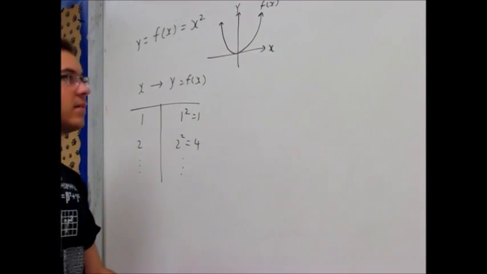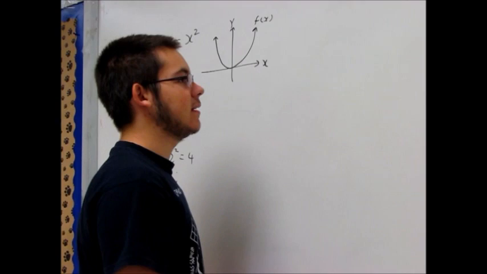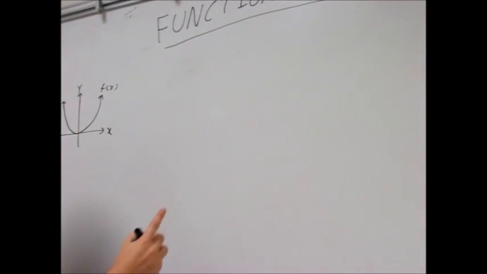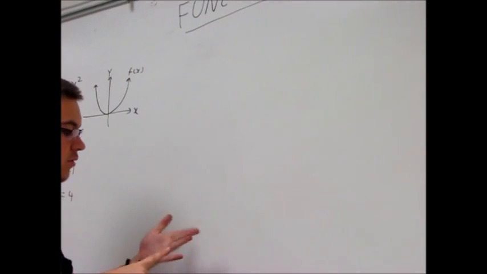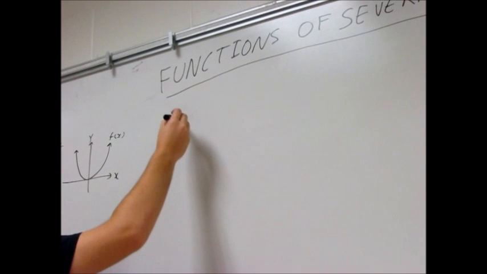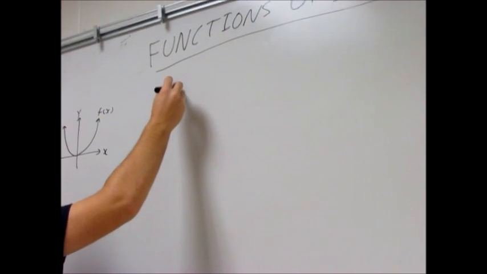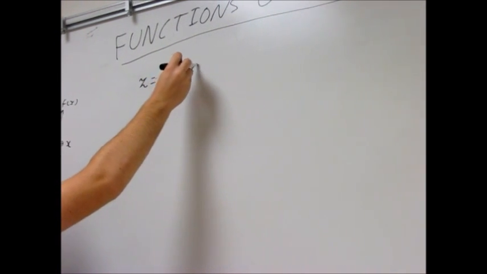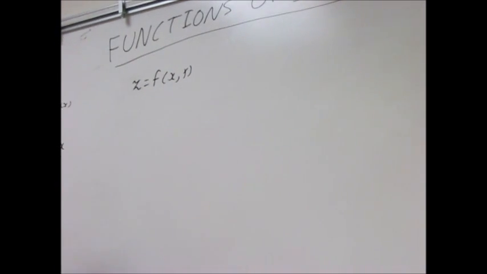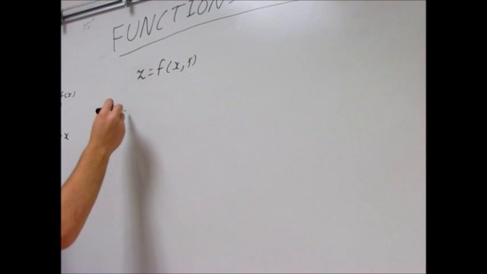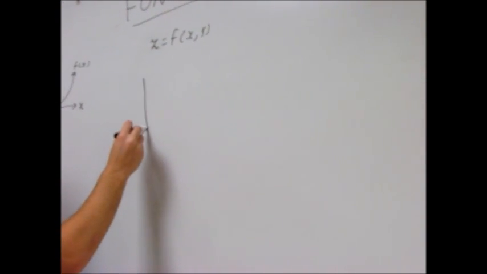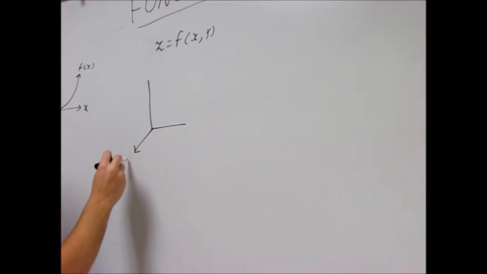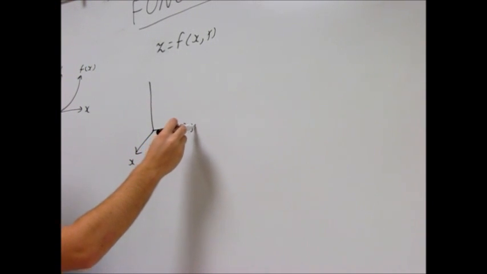When you have multiple variables, you just have several variables in your domain. So let's do a simple case, for example, z equals f of x, comma y. You could graph this by drawing the x, y, and z axes, if you imagine this in 3 dimensions.